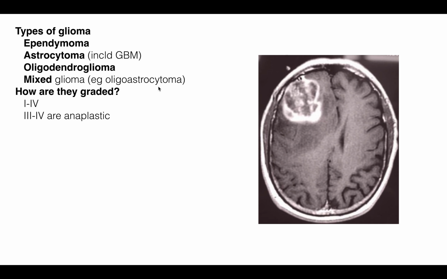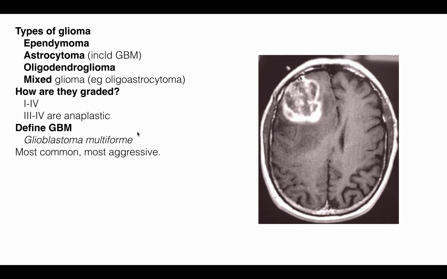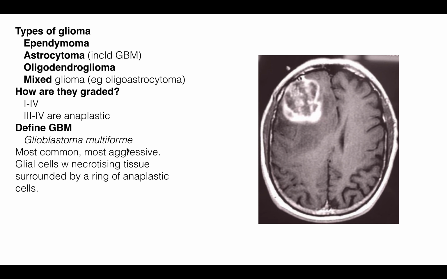How are they graded? They're graded 1 to 4. 3 and 4 are anaplastic. Okay, so GBM, that's the dishwasher. It's glioblastoma multiforme. It's the most common, it's the most aggressive glioma. Okay, so unfortunately, it's the most common, it's the worst.